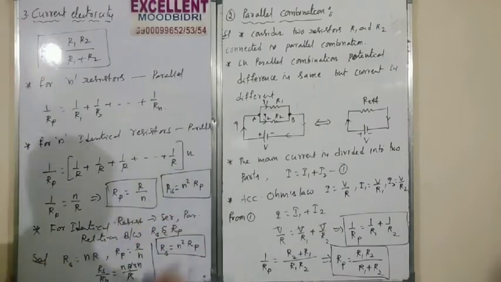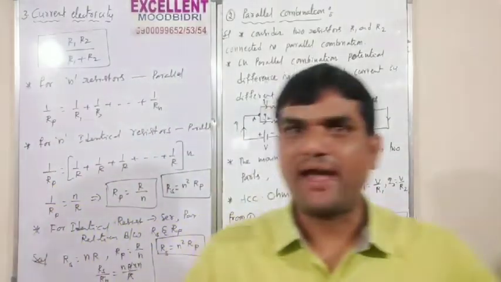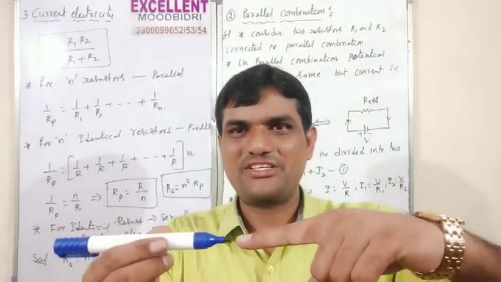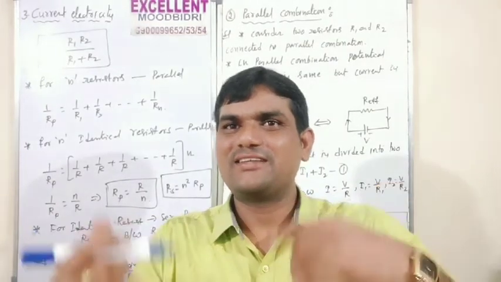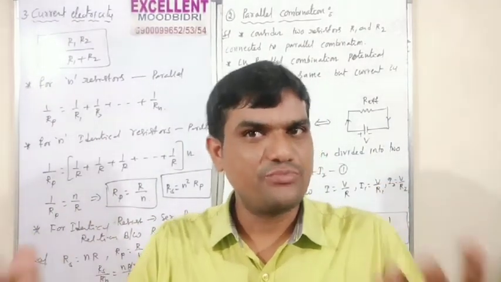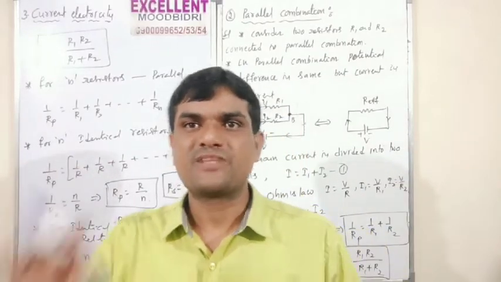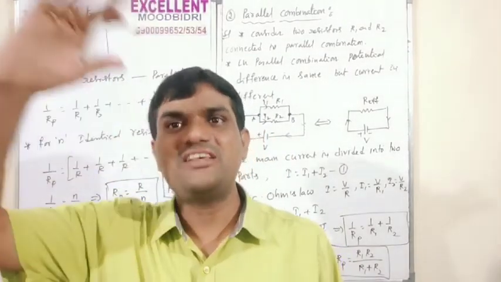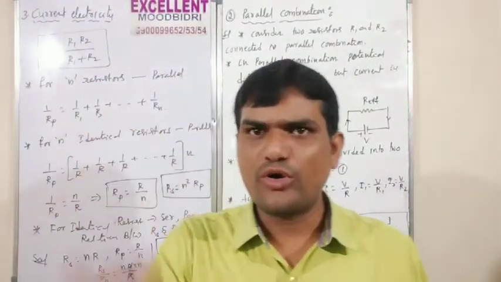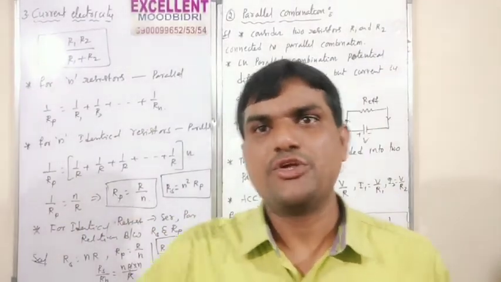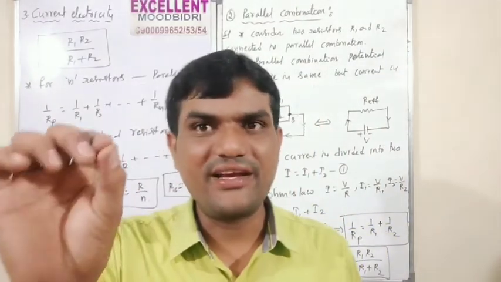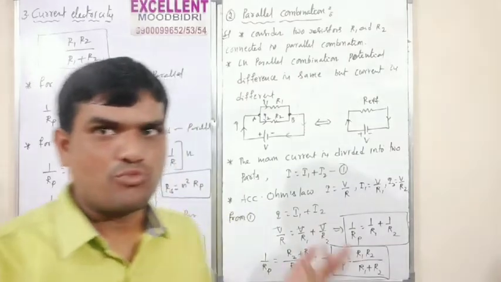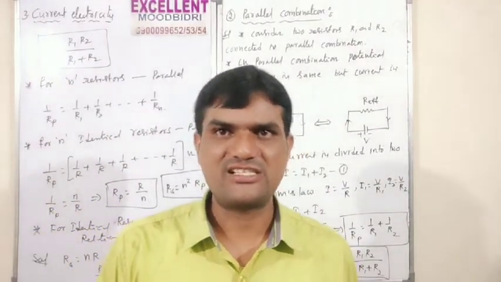So in series combination, the resistance is maximum. Why is it maximum? Because the length increases. Series combination means the length of the conductor increases, and if the length increases, the resistance increases. In parallel combination, the resistance value decreases. Why does it decrease? Because the area of cross section increases. That is why if you want more resistance, you should connect in series combination. If you want less resistance, you can connect in parallel combination. In parallel combination, more current will come. In series combination, less current will come.